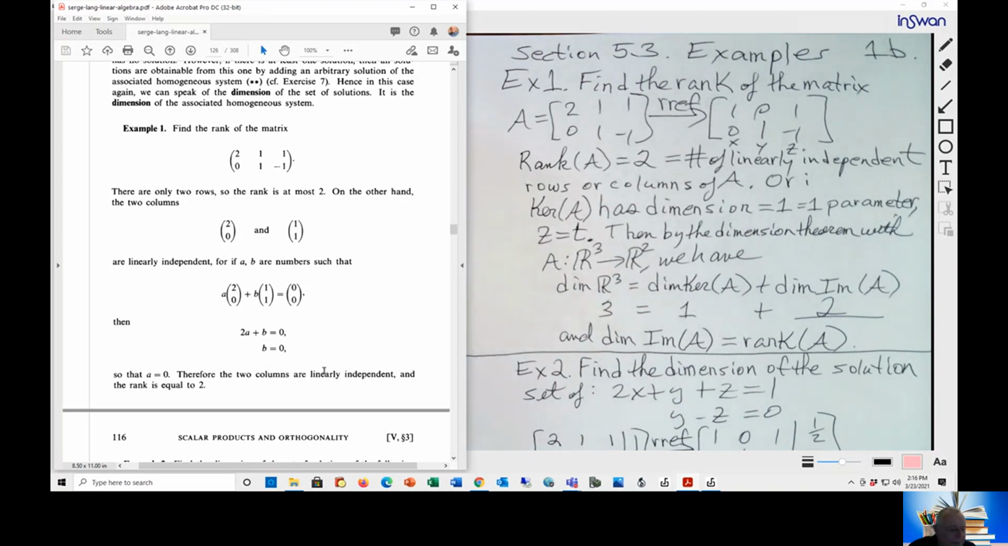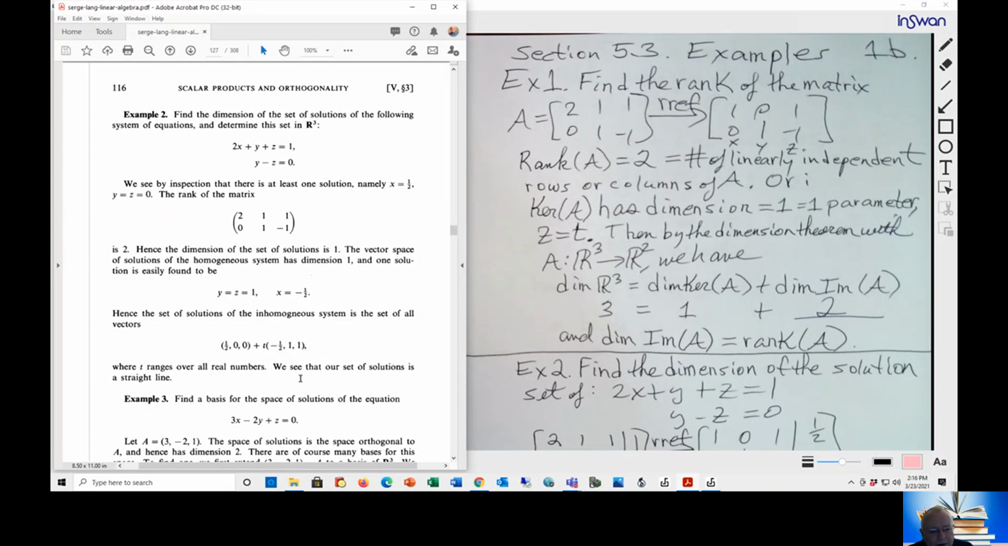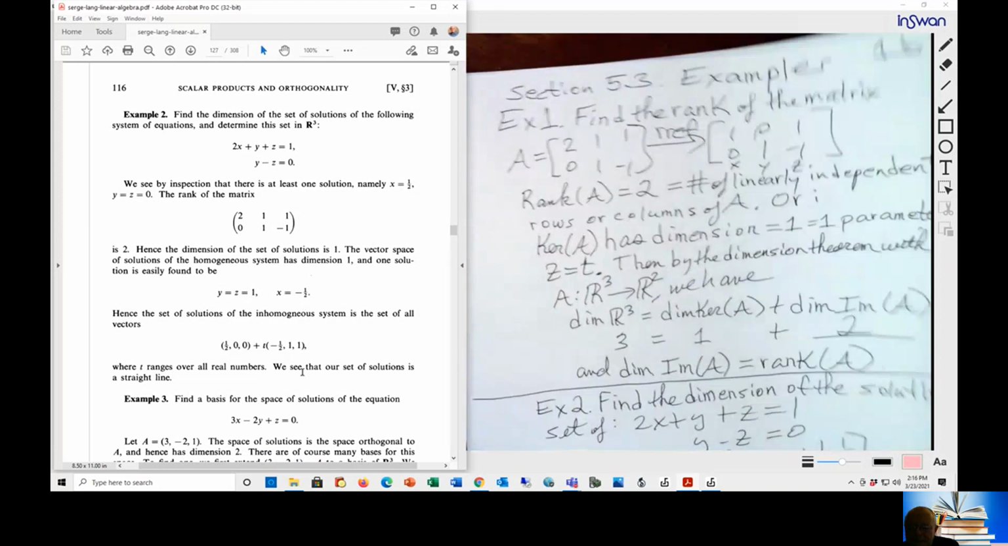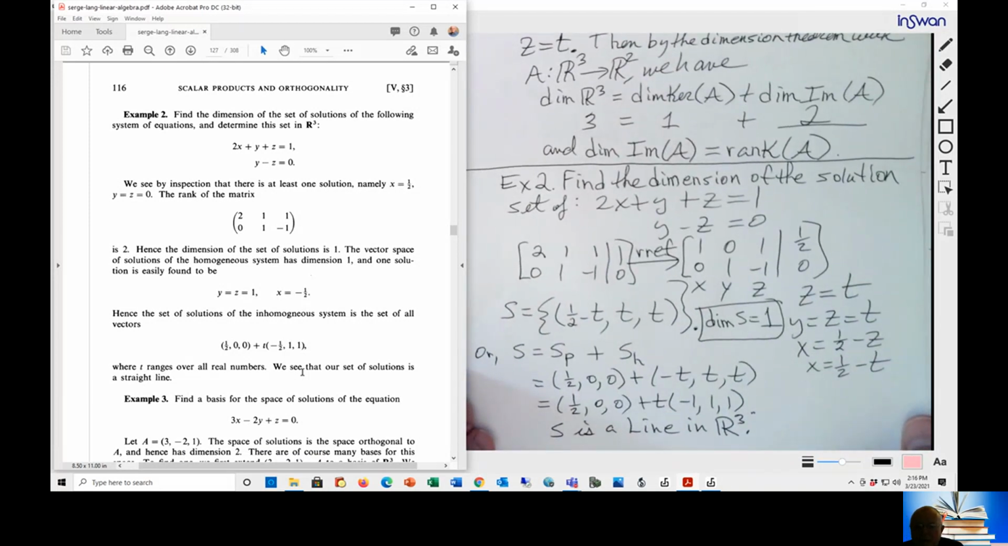Now, on the next page of our text, 116, example number 2, and I work it just a little bit differently to the text. It says to find the dimension of the solution set to the following system of equations. Find the dimension of the solution set. We have 2x plus y plus z equal to 1, and then y minus z is equal to 0.